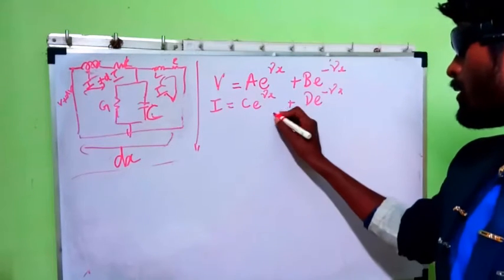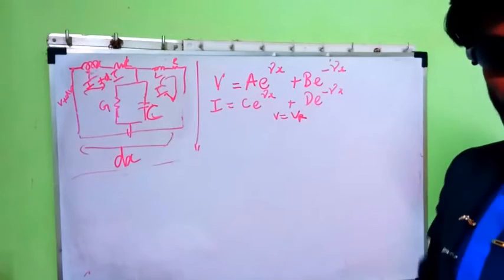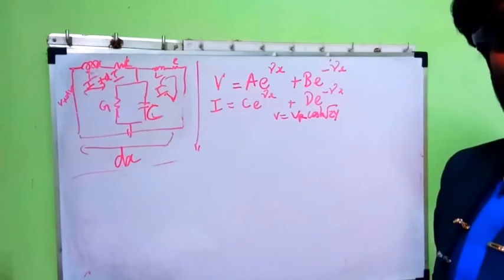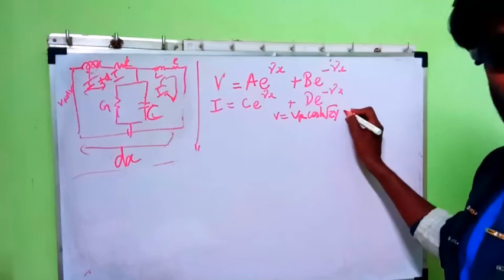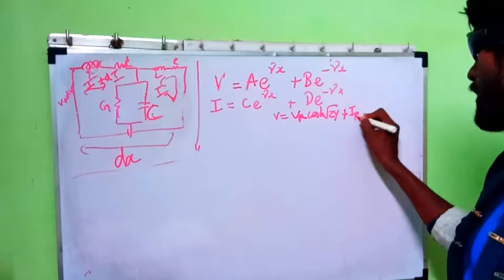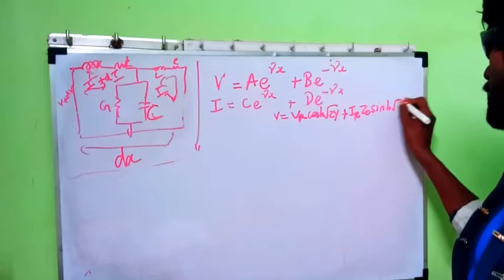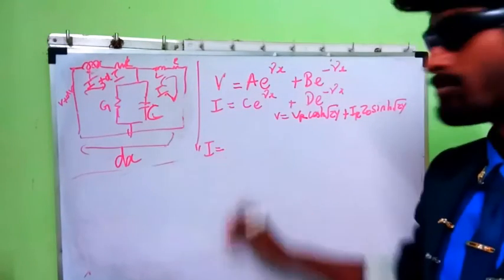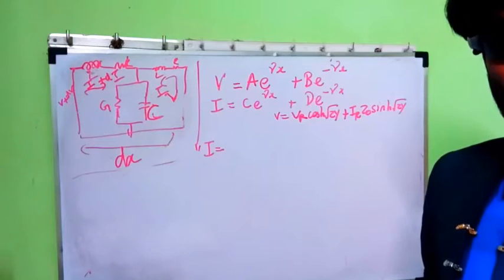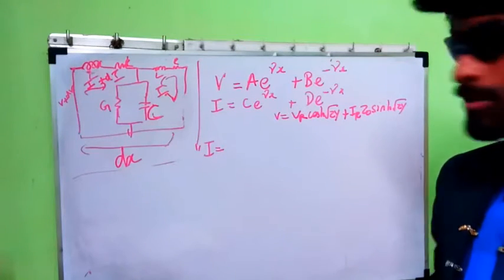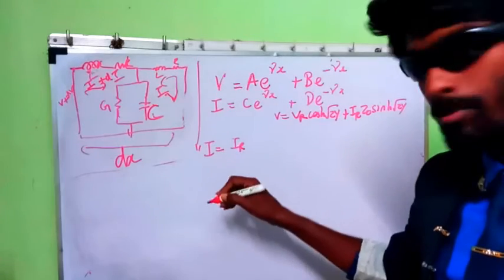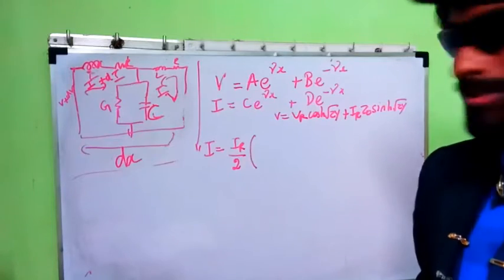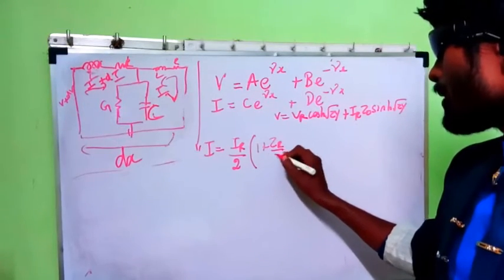What's V here? V is equal to VR cosh root of ZY, and afterwards plus IR Z naught sinh root of ZY, is it right? I'll take out the I. I is equal to, know the value of C, is it right? What's the C? C is equal to IR by 2, please note from the previous video, C is equal to IR by 2 into 1 plus ZR by Z naught, is it right? 1 plus ZR divided by Z naught.